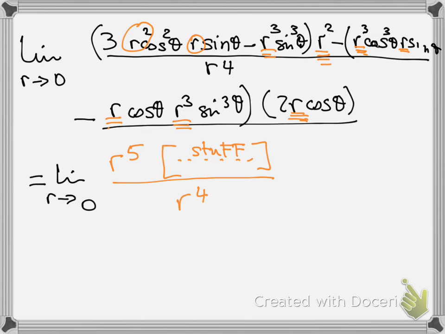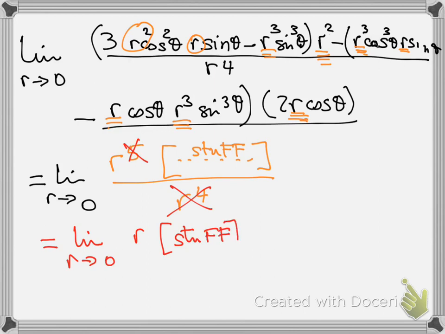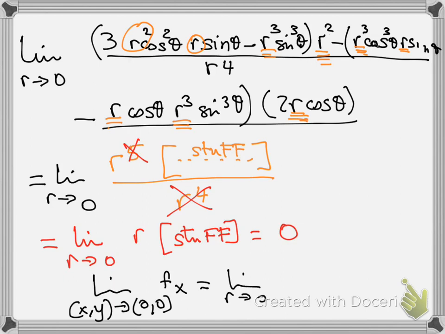But then you see here r to the 5th over r to the 4th, so r to the 4th cancel out, so this is just equal to limit r goes to 0 of r times some stuff, and 0 times whatever, it's just 0. So this limit here is equal to 0. So what I'm saying here, guys, is that the limit when xy goes to the origin of the derivative of f with respect to x is limit, so r goes to 0 of the derivative of f with respect to x is equal to 0.